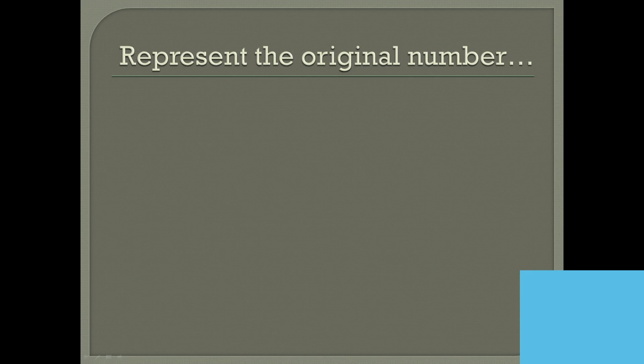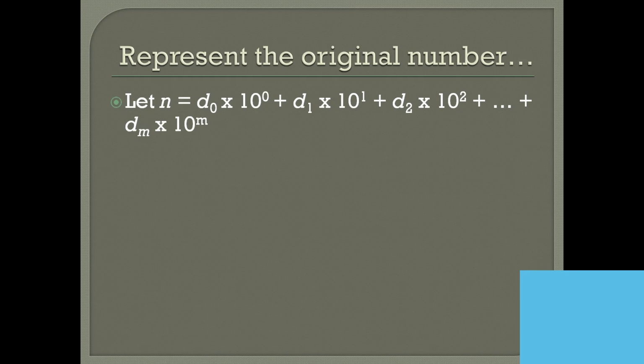So now we have a number. We'll say the number is n, and it's represented as follows. n equals d0 times 10 to the 0 power plus d1 times 10 to the first power plus d2 times 10 to the second power, and so on, up to some arbitrary number, let's call it m, dm times 10 to the m power. The subscript used for the index is always going to be the same as the exponent that we're giving to our 10.